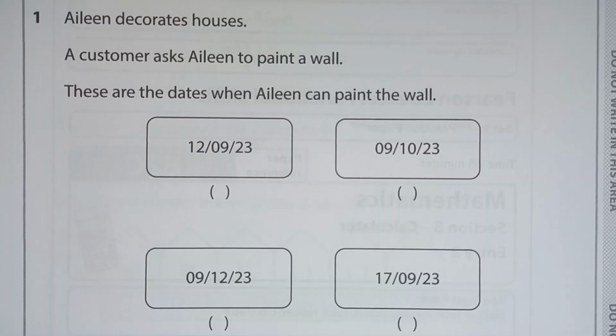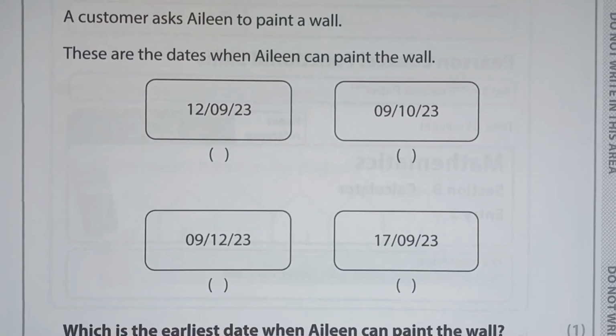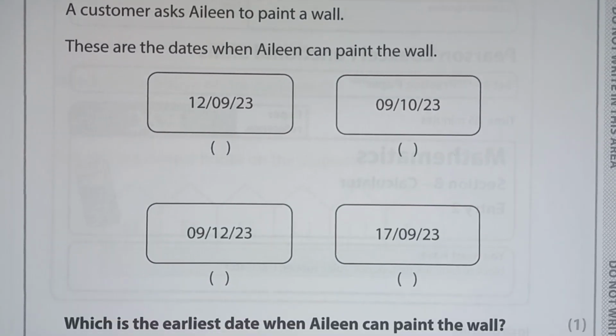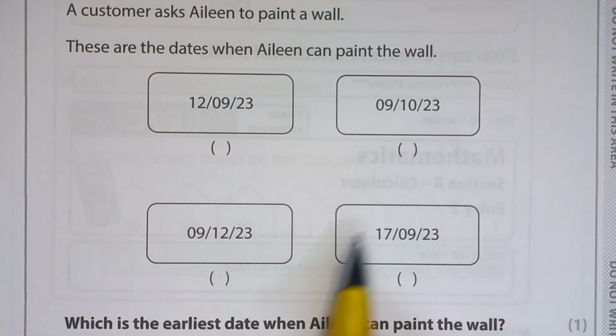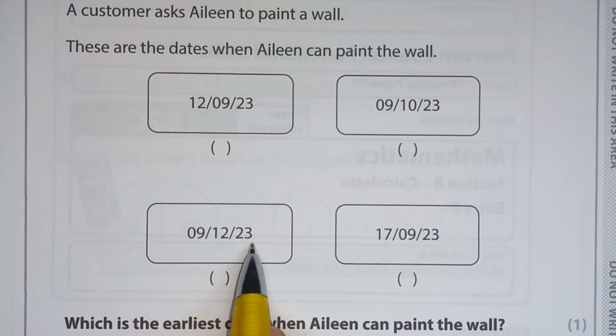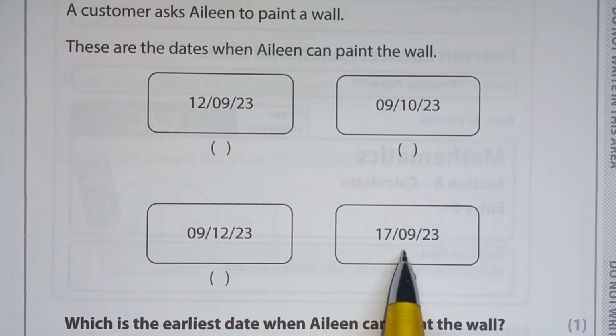Aileen decorates houses. Let's move this up so we can get the question in there as well. A customer asks Aileen to paint a wall. These are the dates when Aileen can paint the wall. So we've got the 12th of the 9th, 23, the 9th of the 10th, 23, the 9th of the 12th, 23, and 17th of the 9th, 23. Which is the earliest date when Aileen can paint the wall?